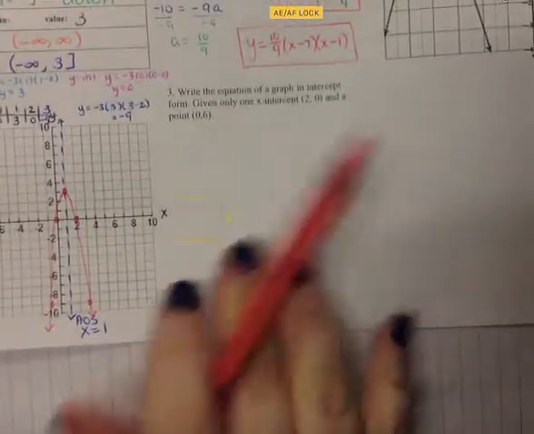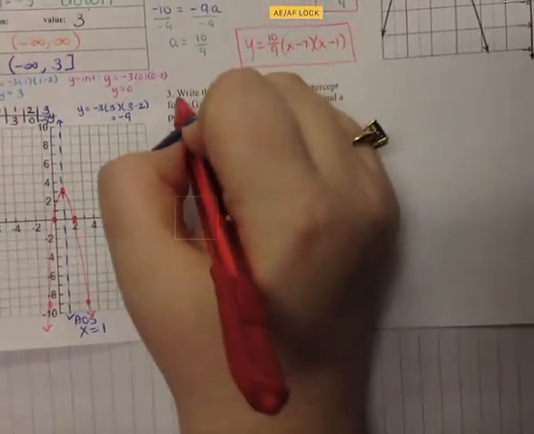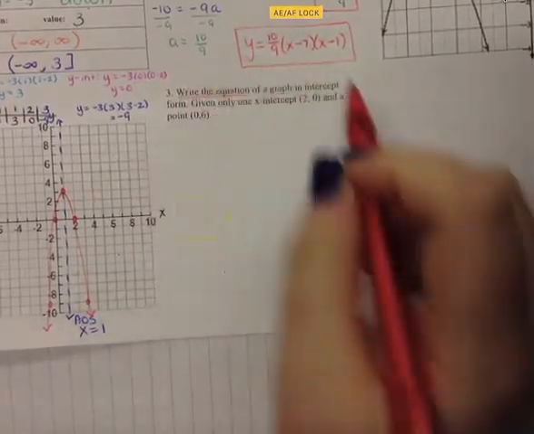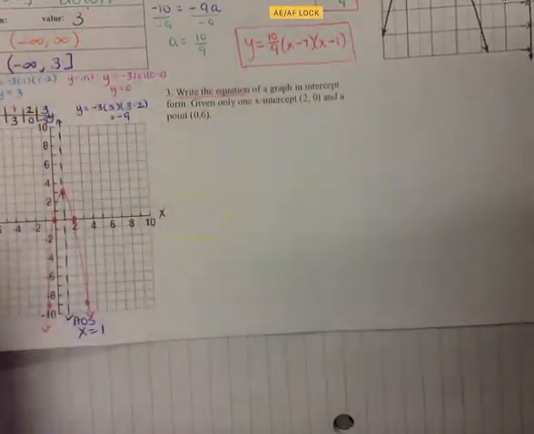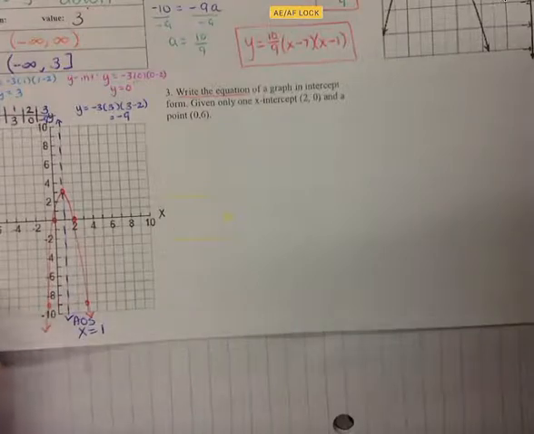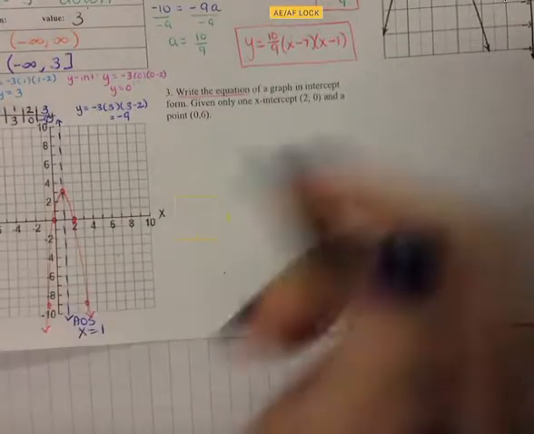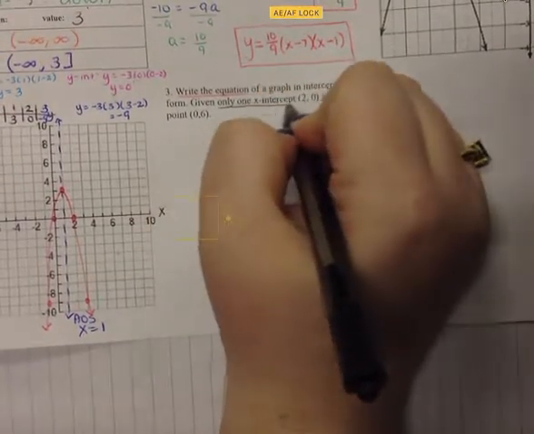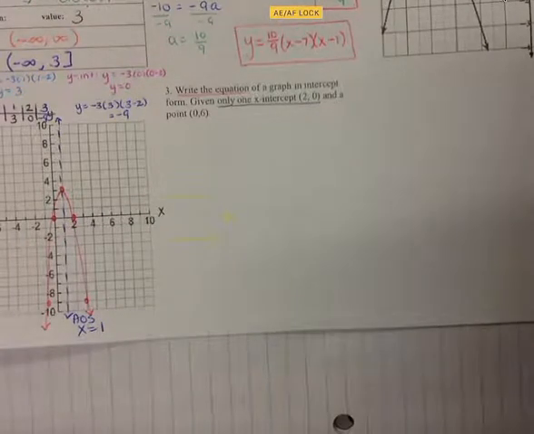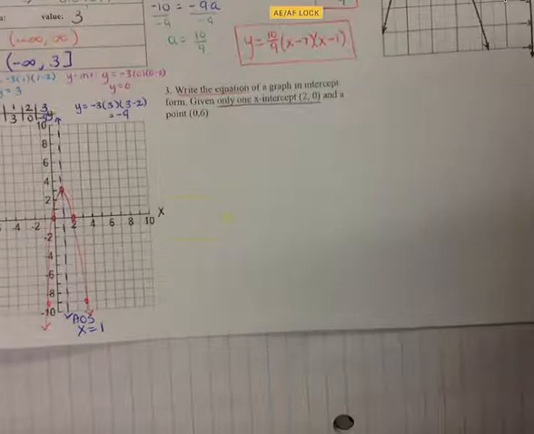If we look at this next one, it says write the equation. So again, same information of a graph in intercept form, but you're given only one x-intercept. It is at 2, 0. And you're given a point of 0, 6. Now the thing is that you're given one x-intercept. You only have that one x-intercept. It doesn't mean that I'm not giving you all the information you need. It means that there is only one x-intercept.